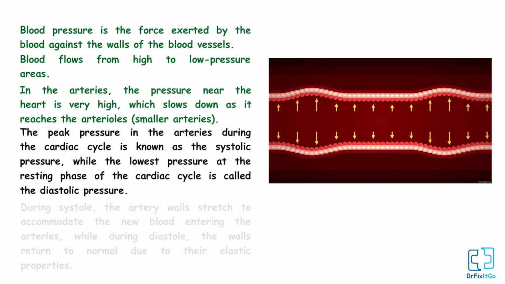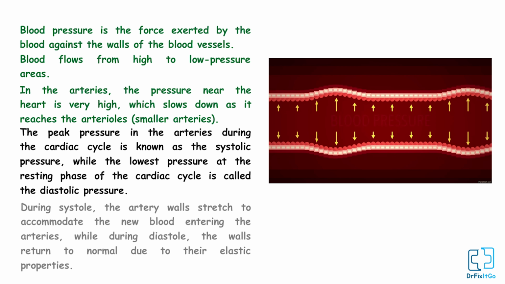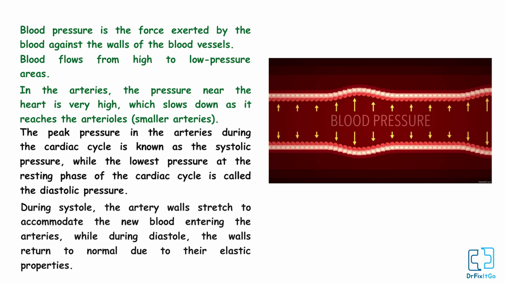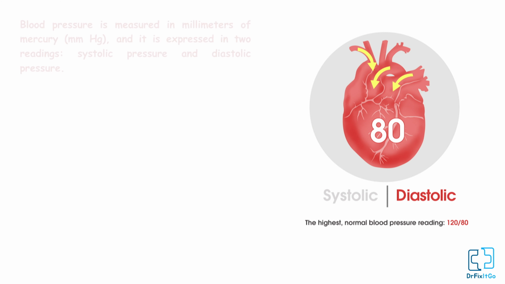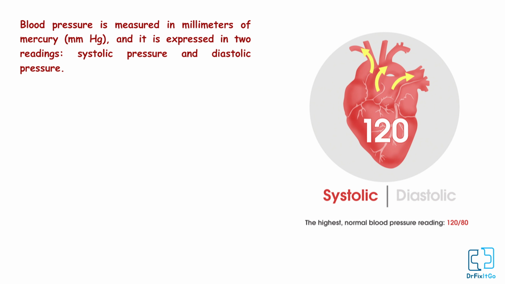During systole, the artery wall stretches to accommodate the new blood entering the arteries, while during diastole, the walls return to normal due to their elastic properties. Blood pressure is measured in millimeters of mercury, that is mmHg, and it is expressed in two readings, systolic pressure and diastolic pressure. The SI unit for blood pressure is Pascal.